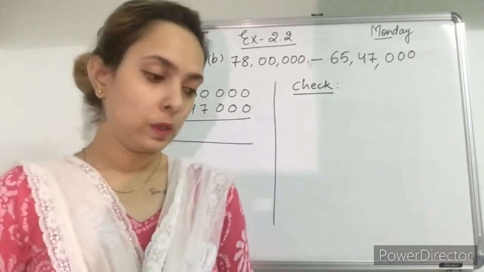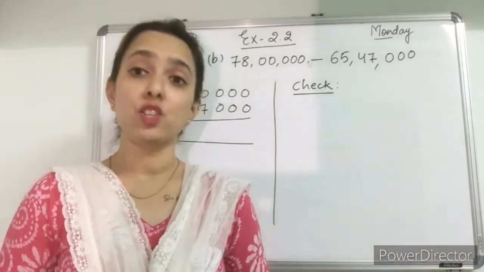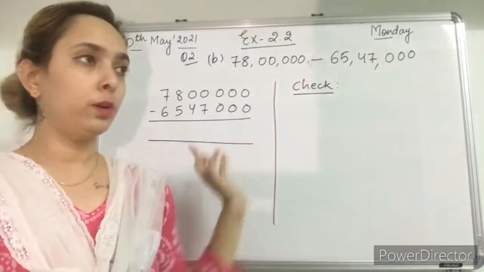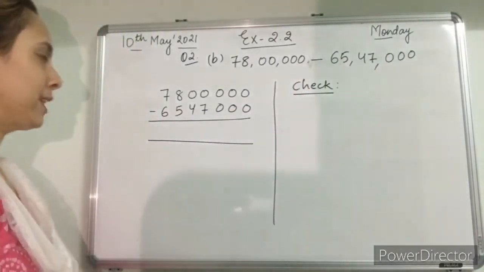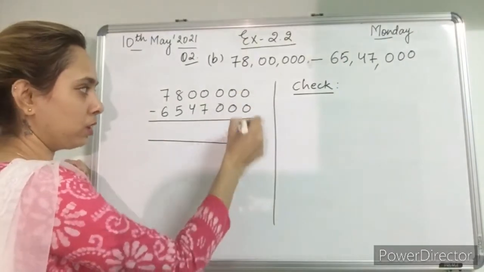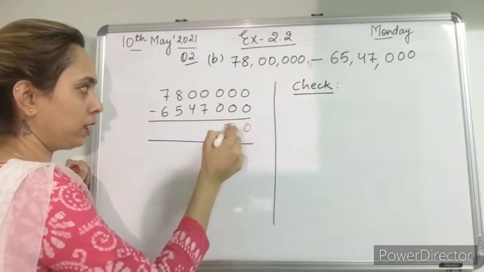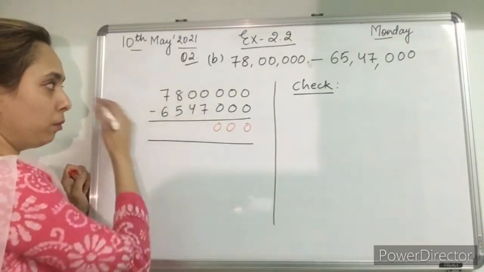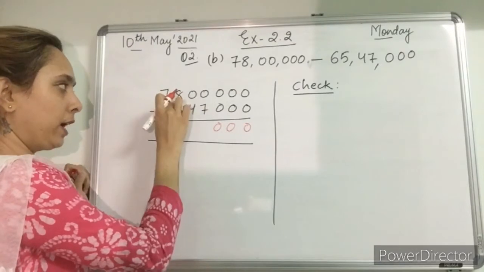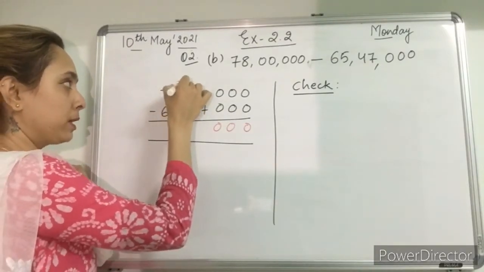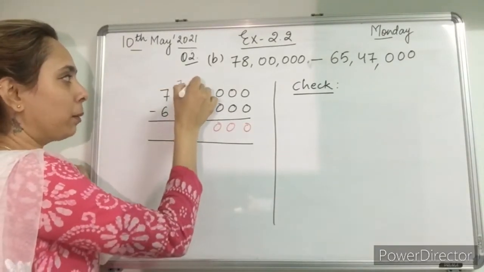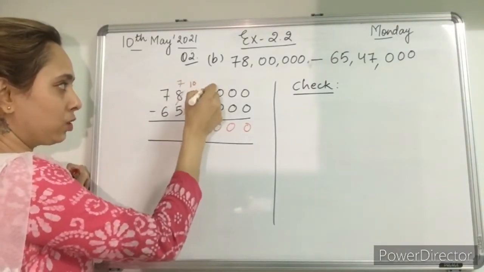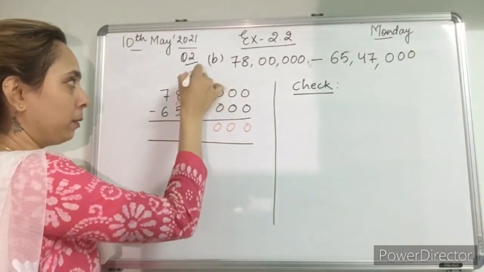Question number 2 is subtract each of the following and check the answer. So first we will subtract the given numbers and we will check also. Let's start doing our subtraction. 0 minus 0, 0, 0, 0. Here 0 minus 7 is not possible. We will borrow. Here also we are having 0. Here we are having 8. So this 8 will become 7. This will become 10. And then we will borrow 1 from this 10. So it will become 10 and this will become 9.